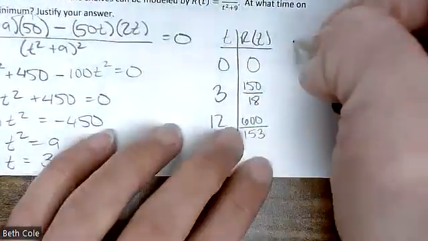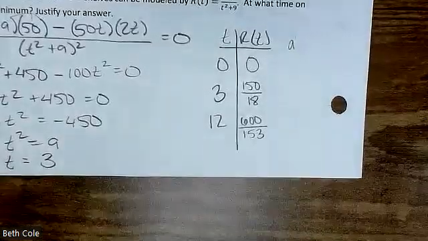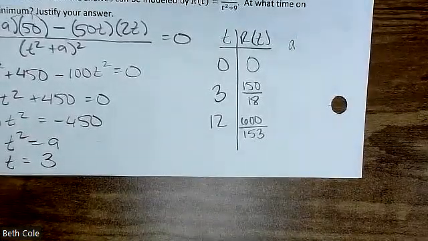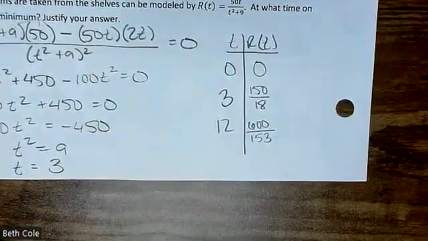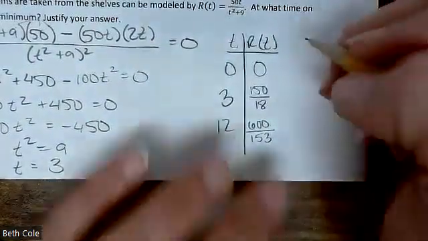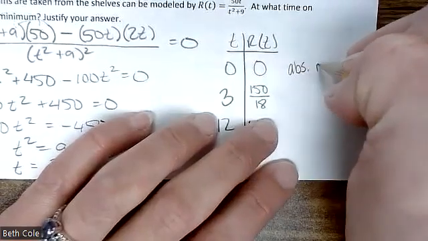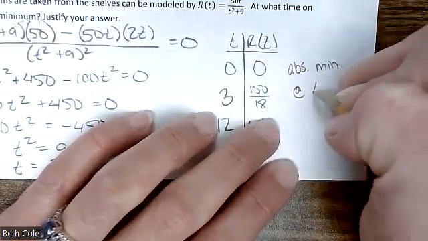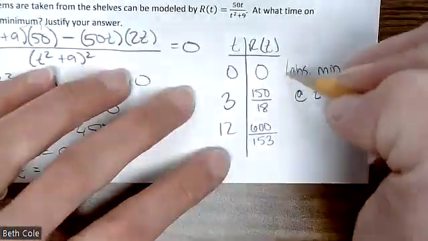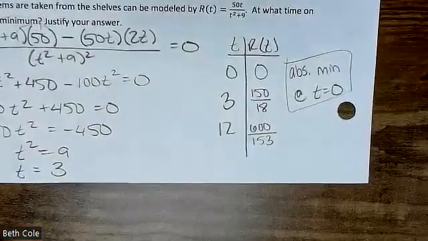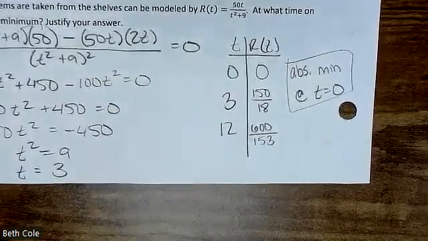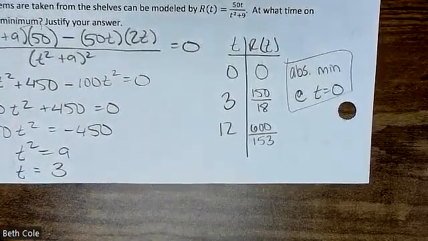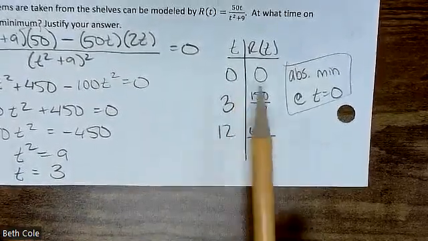So which one's the biggest? Wait, did we need both of them? What did they ask for? Oh, minimum. We only need the minimum. So what's the smallest one? 0. Is that what the amount to? Oh yeah, that is. Absolute minimum at t equals 0. Now I kind of feel sad about that too. I was like, hey, wait, is that the answer? I had to look back at it, and it is. Yeah, and that one's about 4, and that one's about 8.